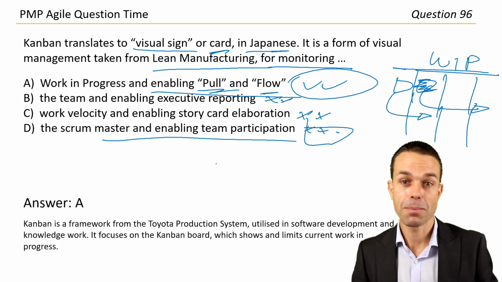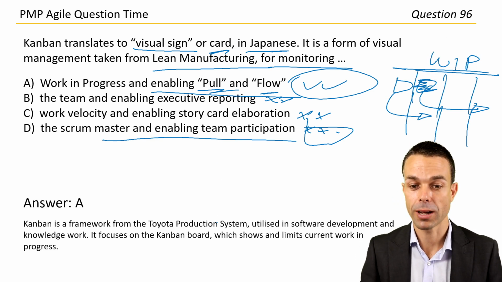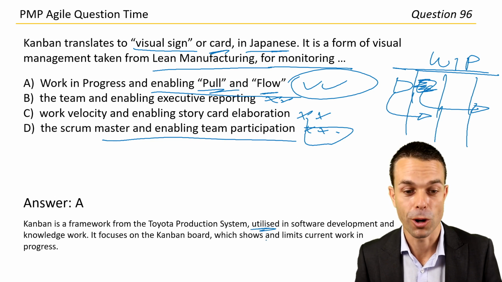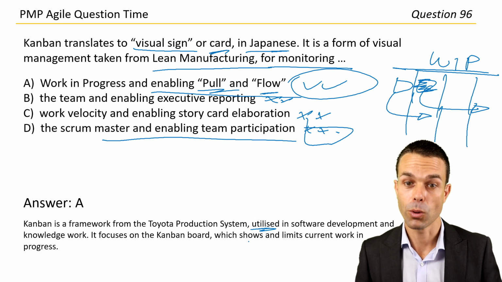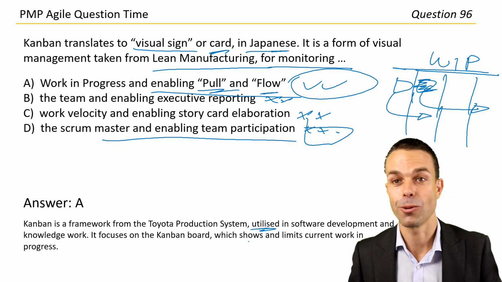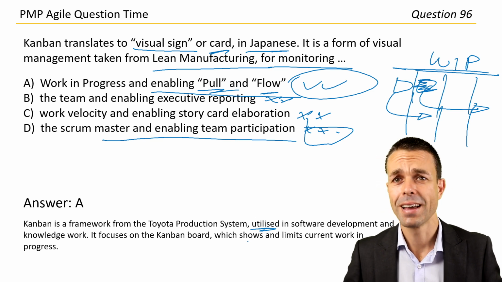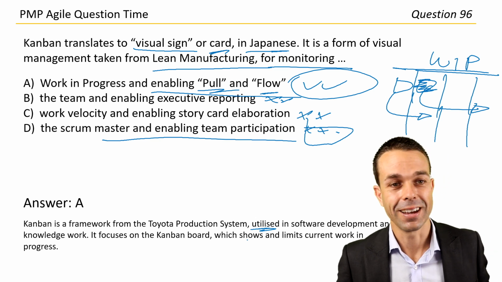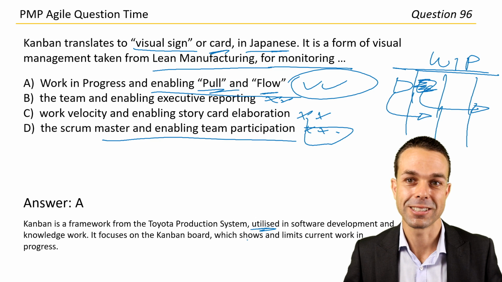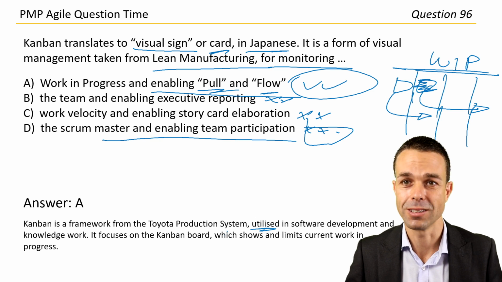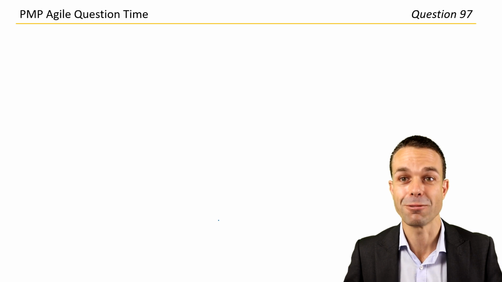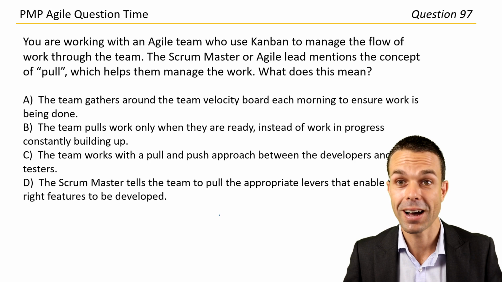There it is. Kanban is a framework from the Toyota production system utilized in software development and in knowledge work. It focuses on the Kanban board, and it shows and limits the current work in progress. Really powerful. Kanban is such a great addition to Agile, and it has its roots in the lean and Toyota production system from more than 100 years of use in manufacturing. Really powerful. Last question, you've done it. You're doing so great. Here we are.